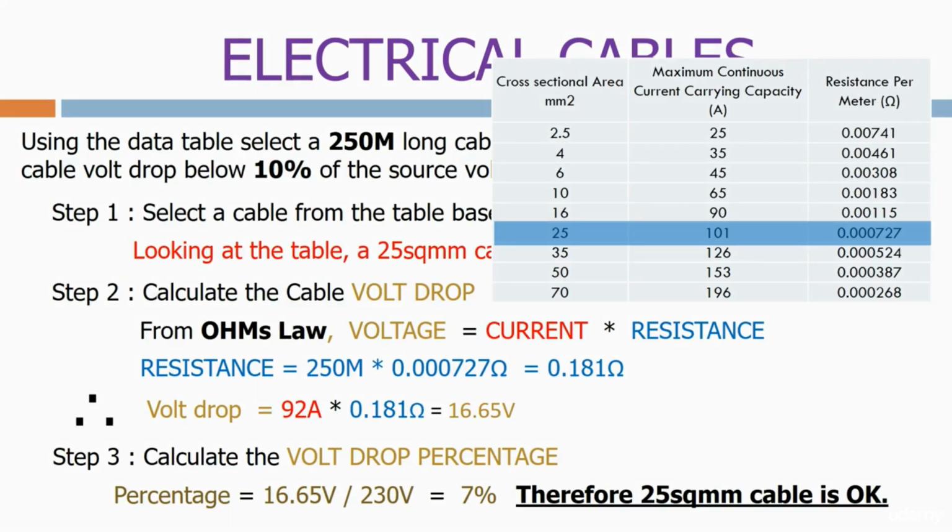What would we have done if the volt drop had been above 10%? Well, the next course of action is to choose the next size cable up, which is 35 square millimeter. This has a lower resistance than the 25 square millimeter cable, so the volt drop would have been lower. If we do the calculation and it still isn't okay, then we would keep on doing the calculation on the next cable size up until the volt drop falls within the 10% level.